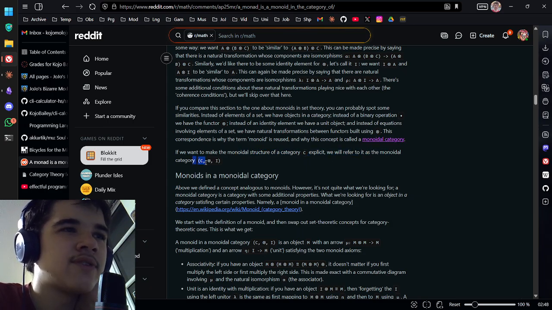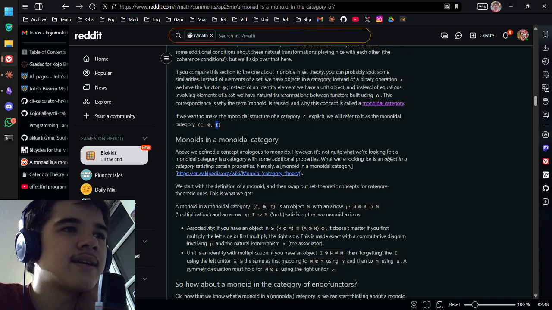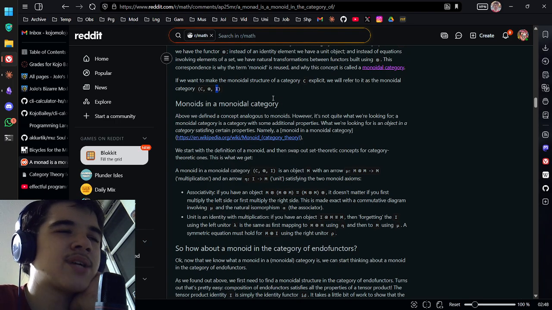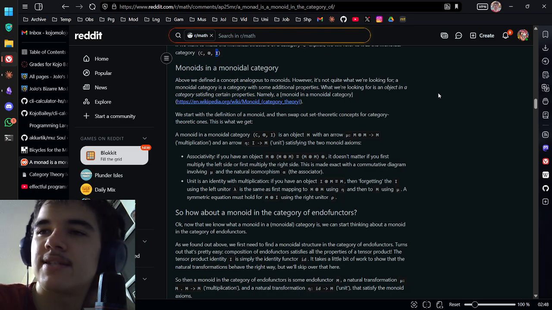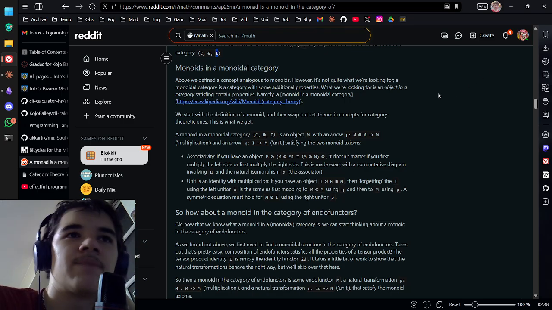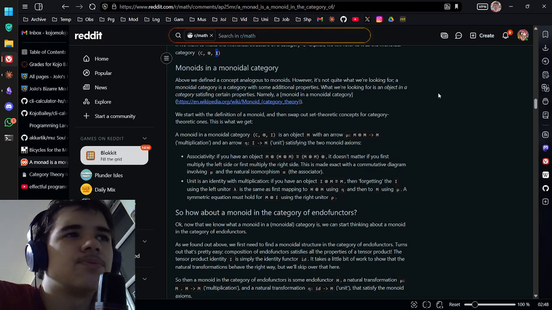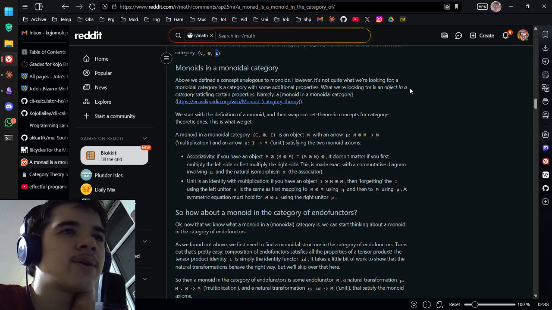So the monoidal category is C. Monoids in a monoidal category. Above we defined a concept analogous to monoids. However, it is not quite what we're looking for. This is the math subreddit, by the way. The math subreddit. I thought it might be like functional programming, but no. Which is cool. However, it's not quite what we're looking for.